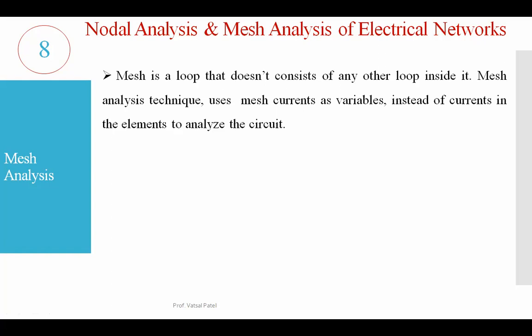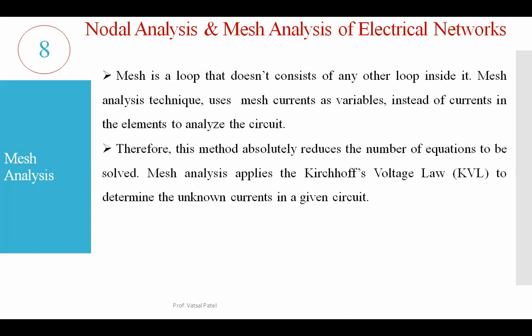But this is just given in the sentence format that if you apply any mesh loop, it will not consist of any other loop inside that. So you can remember, if you consider one loop already, you cannot select another loop inside the same. So the mesh analysis technique, whatever we use, identifies the mesh current as a variable component, instead of the current in the element, to analyze the circuit, right?